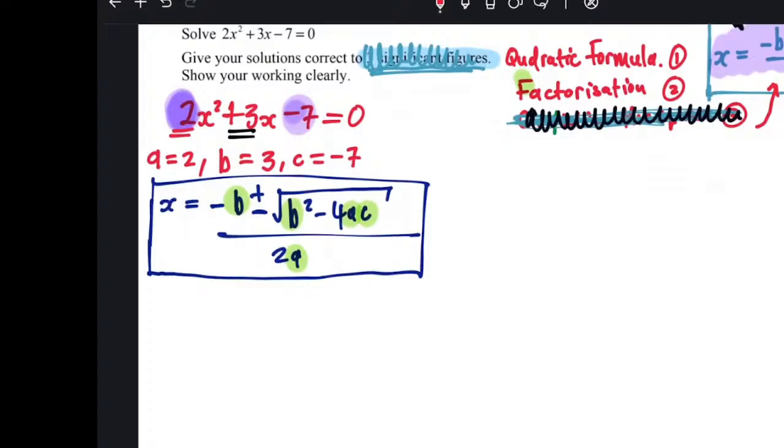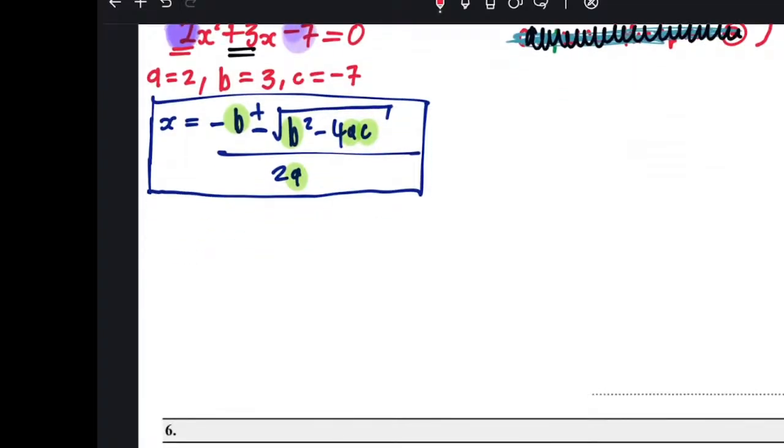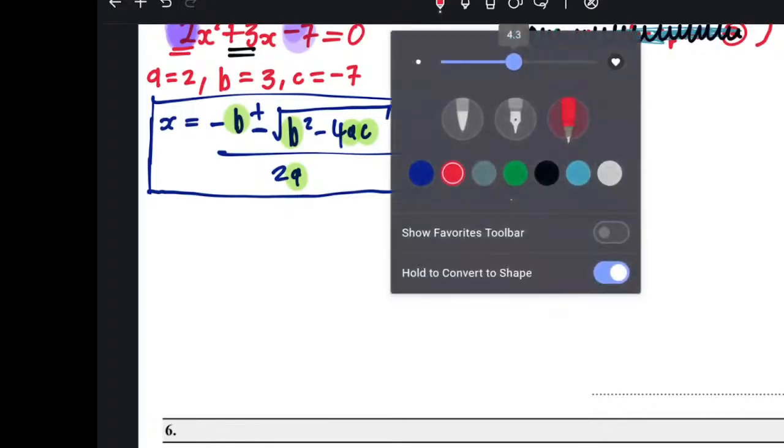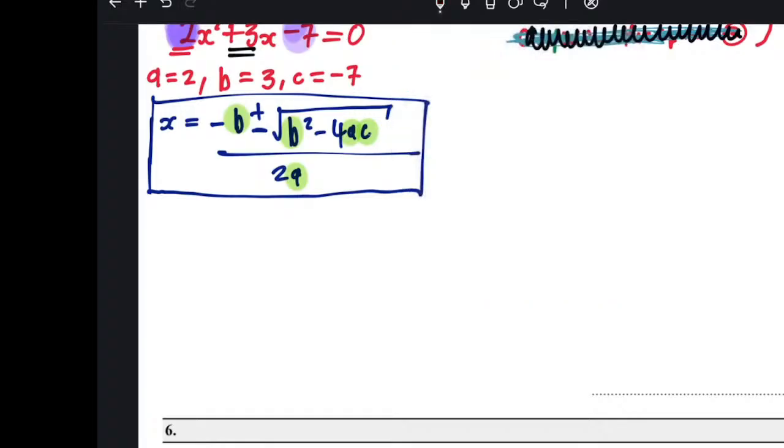The first step is find this guy inside the bracket. He is called the discriminant. For those who are going to go to A level, I'm going to teach you as well. It's a very big thing. You need to find this inside the square root. B squared minus 4ac. So what is the step?